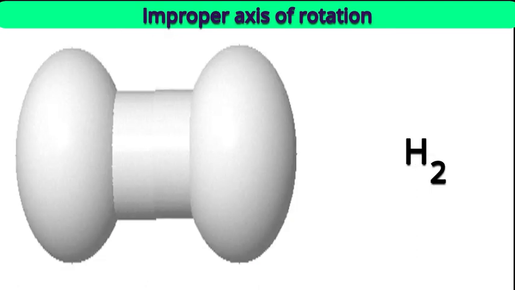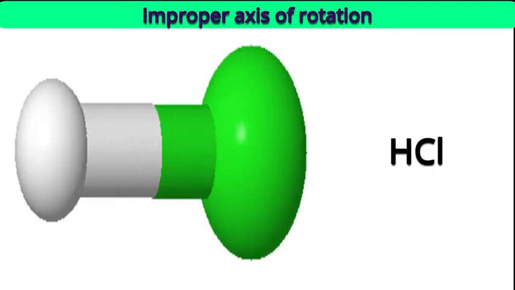Here is a linear H2 molecule. In this molecule, there is no improper axis of rotation which can provide us unique operations other than the usual operations, which are plane of symmetry, center of inversion, or identity. Let us discuss the last molecule. It's a linear HCl molecule. And here also there is no chance to get any improper axis of rotation which can provide us unique operations, unique results. So we can say there is an absence of improper axis of rotation.